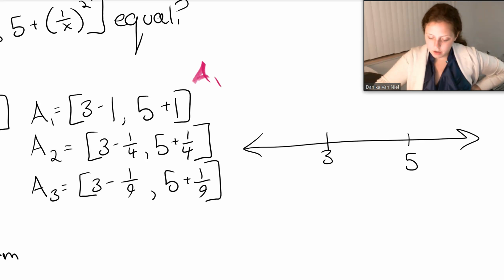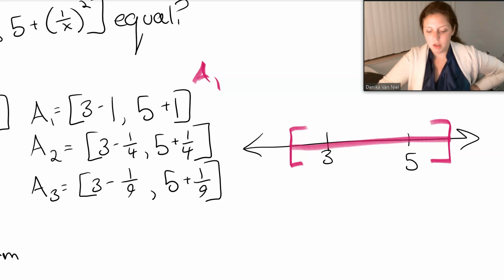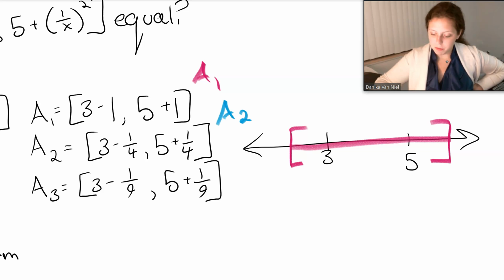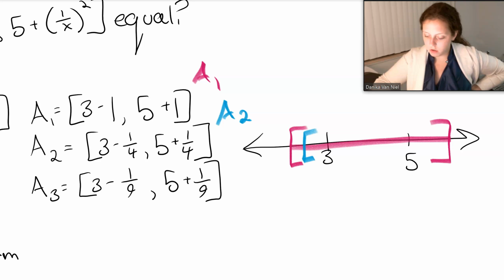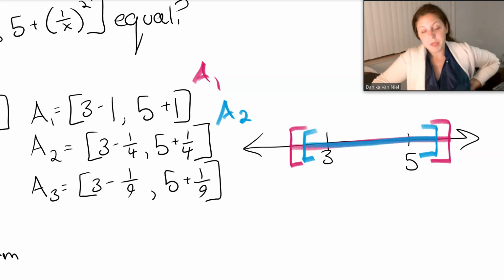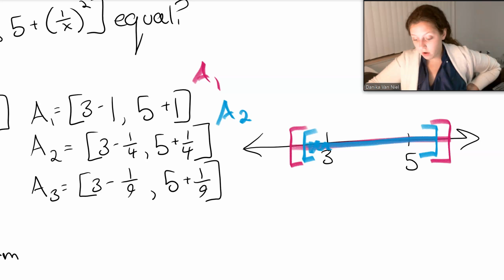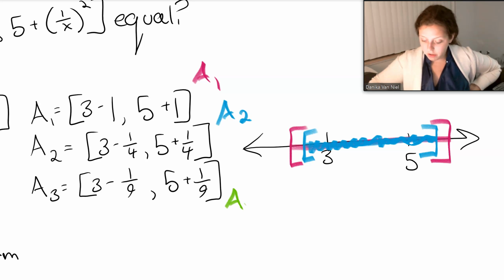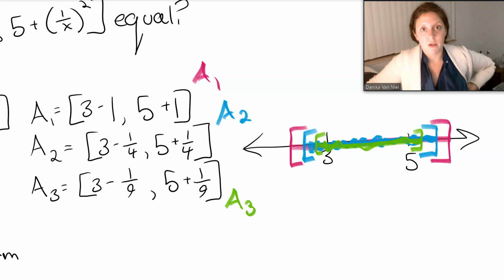Let A1 be pink. Let's say that this is 2 and this is 6, so we also have everything in between. Let A2 be blue. So we get quite a bit closer to 3 and a bit closer to 5 as well. We're taking the intersection, so at this point, all we care about is the part where the two overlap. If we go another iteration, A3, we get closer to both of them. Now we only care about this, right?